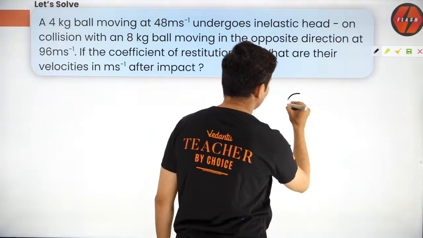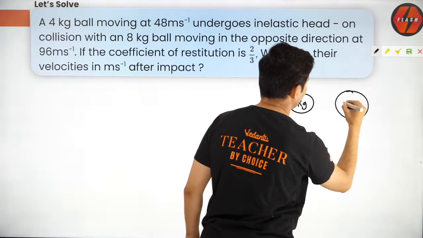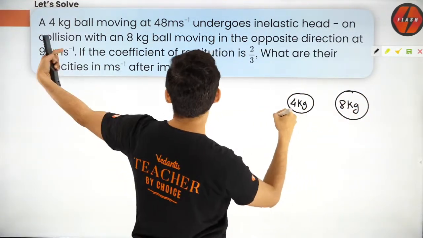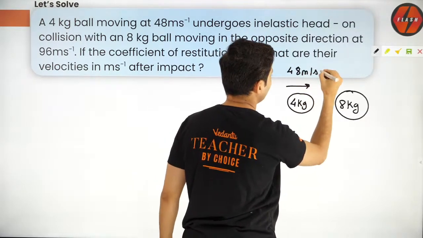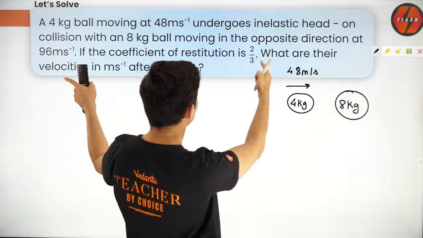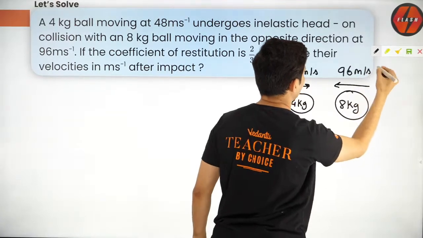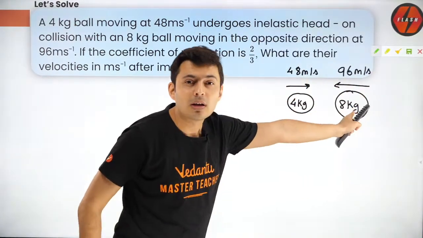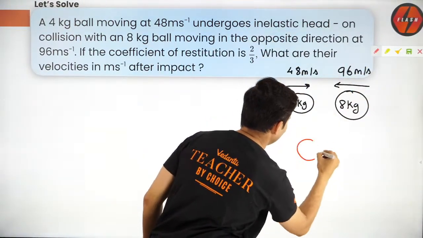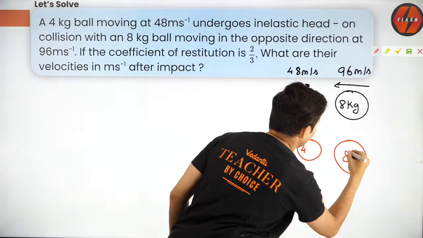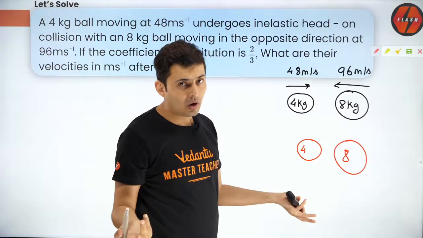So pay attention. This is my 4 kg ball and this is your 8 kg ball. The 4 kg ball is moving with a speed of 48 meters per second and the 8 kg ball is moving in the opposite direction with a speed of 96, I believe, meters per second. Remember what I have told you, always draw 2 diagrams or else you'll make some mistake. And here it is. This is the 4 kg ball. This is the 8 kg ball. Now what happens after the collision? Who knows? Maybe only God knows.